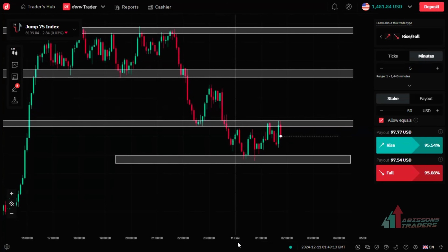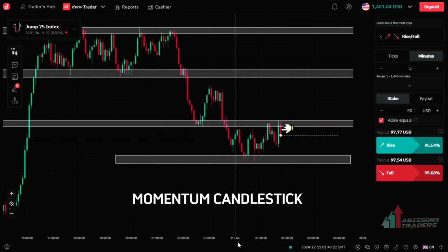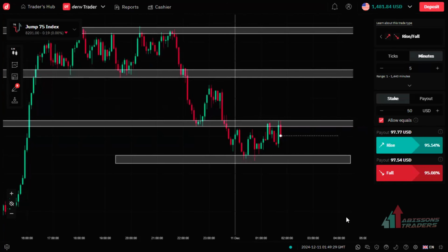As you can see, there is a candlestick which is about to close, and I think it is going to be a good momentum candlestick. So let's wait for the candlestick to close, then place a down trade in the next candlestick for 5 minutes, expecting the price to continue going down. So let's wait for the candlestick to close.